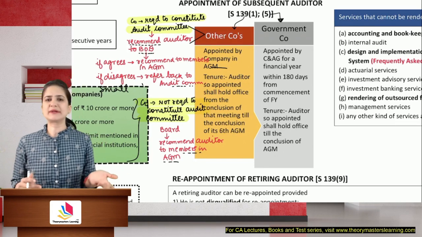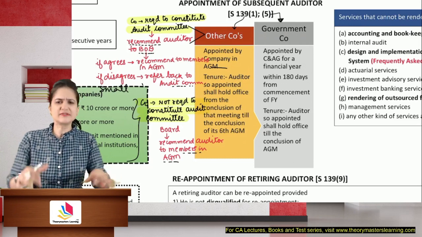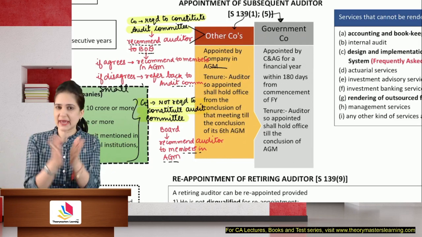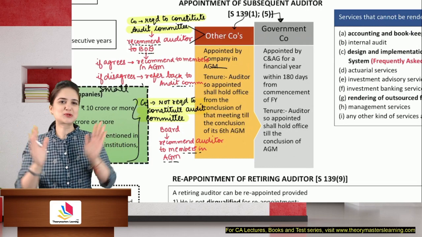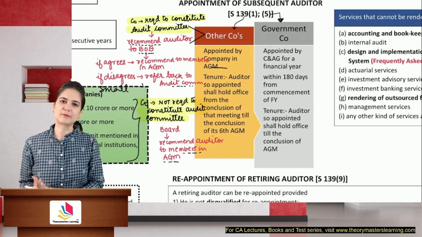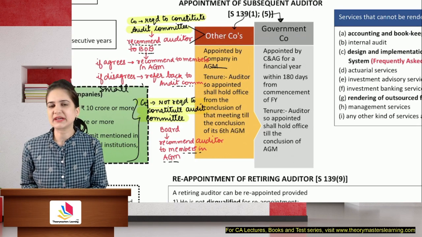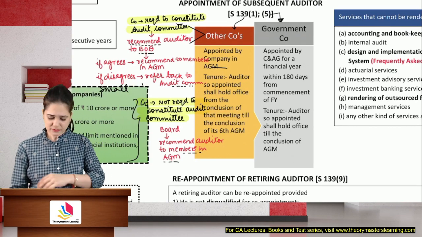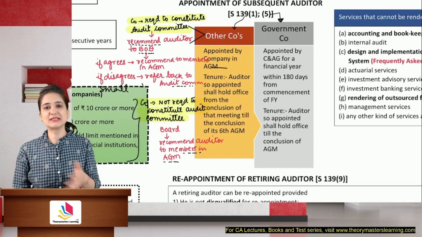Now, if the audit committee says, okay, fine, if you're not happy with this, we'll change it, and the board and audit committee agree, then in that case, it's a happy situation. They will recommend the name to the members, who will finally appoint the auditor in the annual general meeting and fix the remuneration. But what if the audit committee is not required?